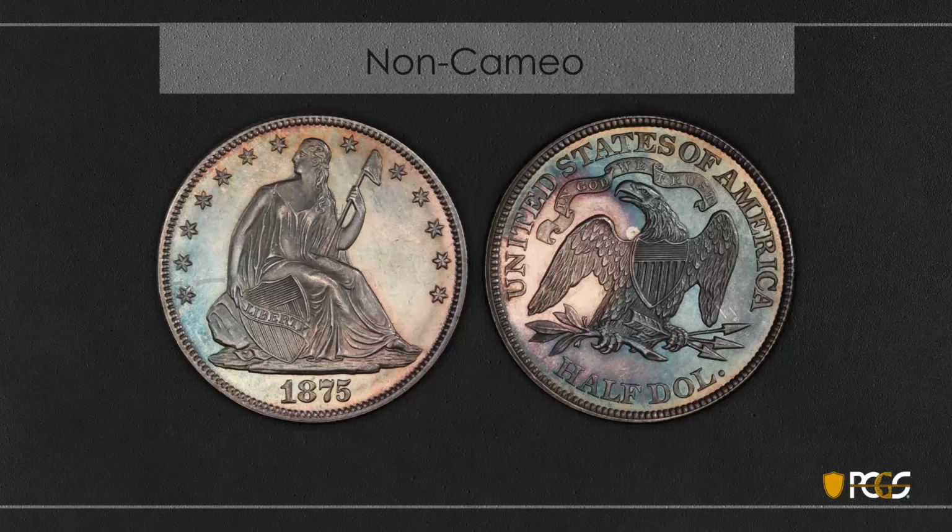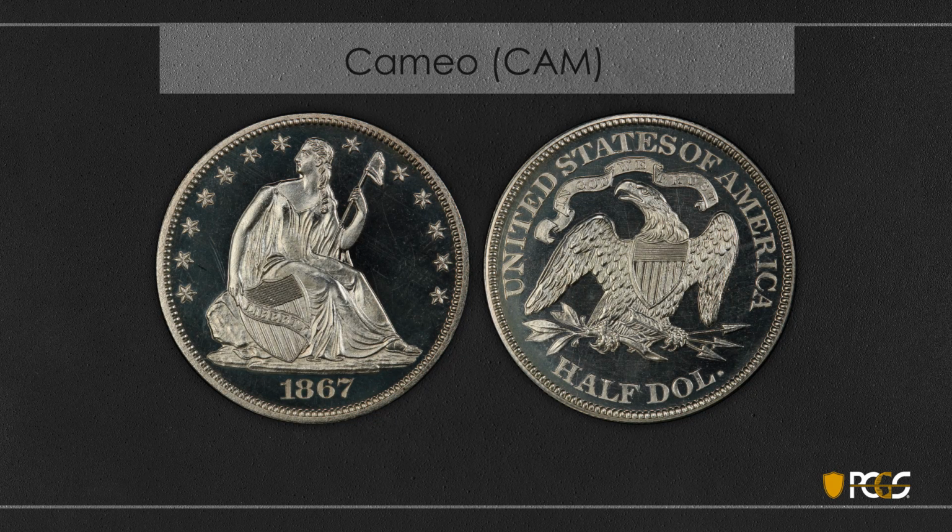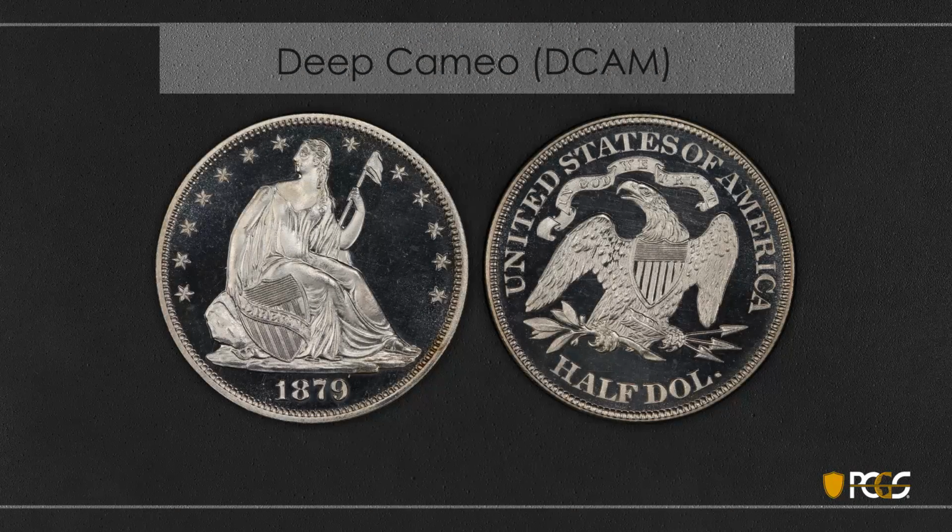Let's take a look at a few of the other coins displaying contrast. This is a seated half dollar, a non-cameo seated half. You can see the devices in the fields. There's little to no contrast. A cameo seated half will display some light frosting on the devices, on the eagle and on the figure of seated liberty. You can see there's some contrast, but a deep cameo or deep cam will show heavy frosting. The devices are almost white, and the fields are deeply mirrored, and they stand out in stark contrast.